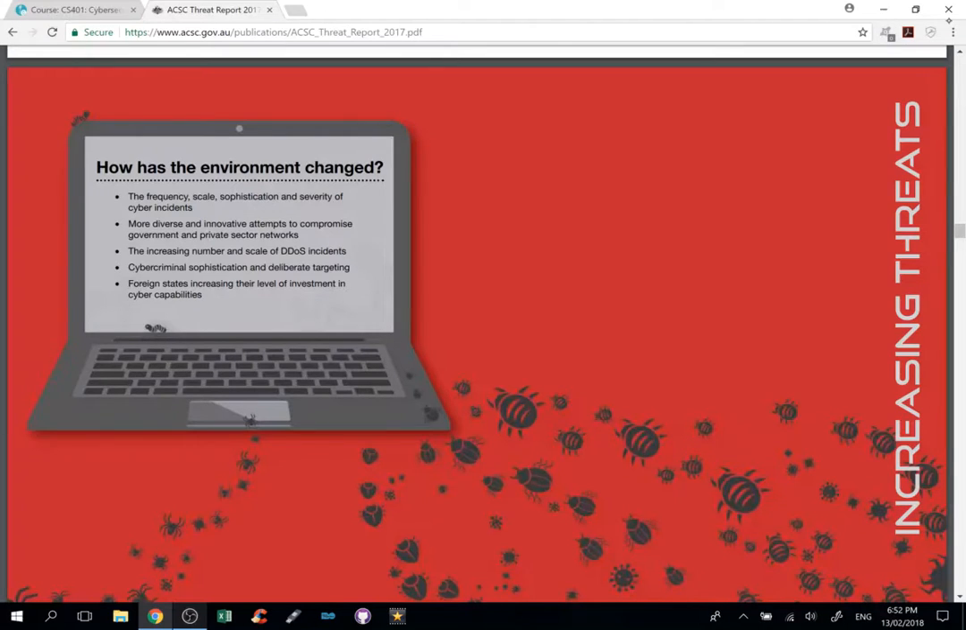The major points are worth committing to memory, because it's important to know as a cybersecurity professional, but also these are the kind of questions that will pop up in tests and exams. The environment has changed because we're seeing the frequency, scale, and sophistication of cyber incidents increase. We're seeing more diverse and innovative attempts to compromise government and private sector networks. We're seeing an increasing number and scale of distributed denial of service attacks and incidents. We're seeing deliberate cybercriminal targeting of high-value targets.